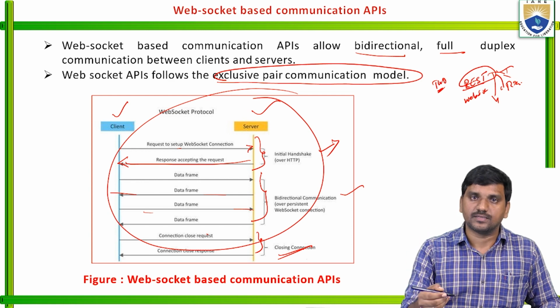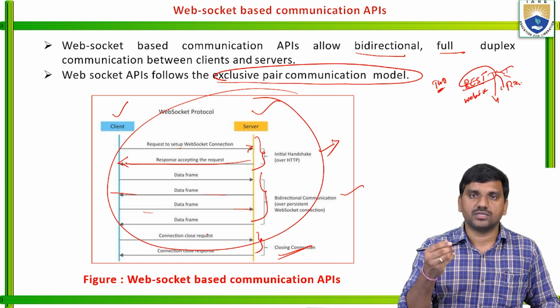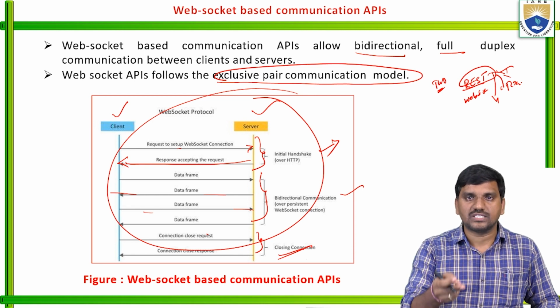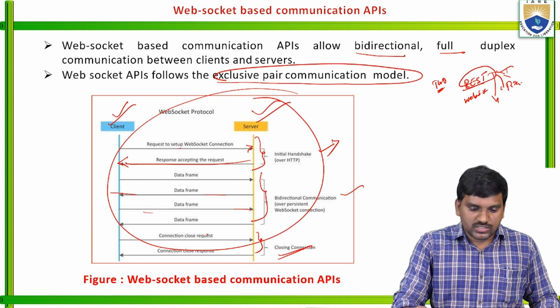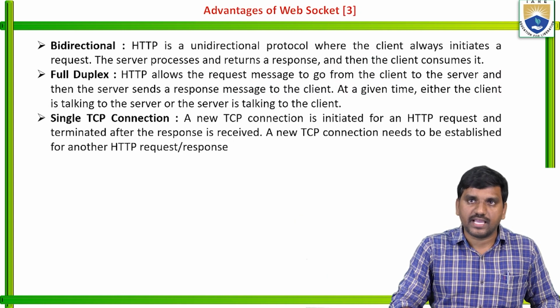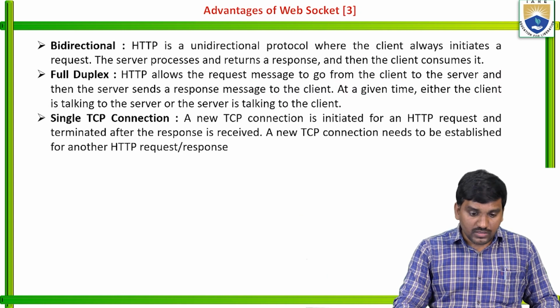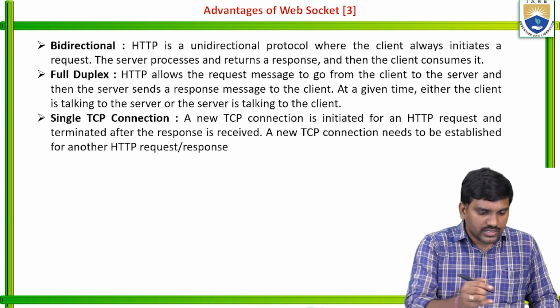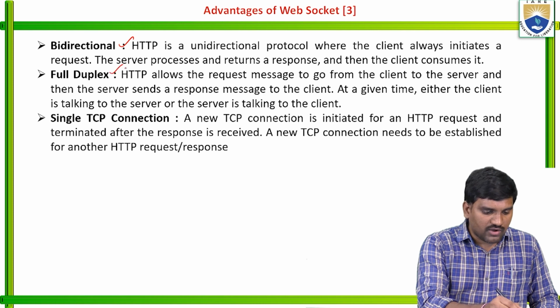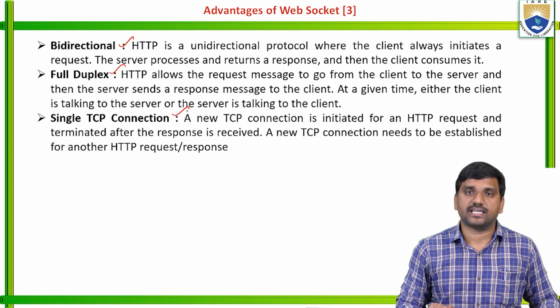It depends on the exclusive pair communication model. The communication is going on between two things here. One is the client, the second one is the server. So this is about WebSocket communication APIs. Next, what are the advantages of WebSocket communication API? Here we have bidirectional, full duplex, single TCP connection.